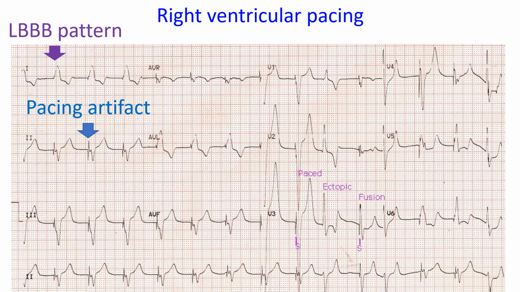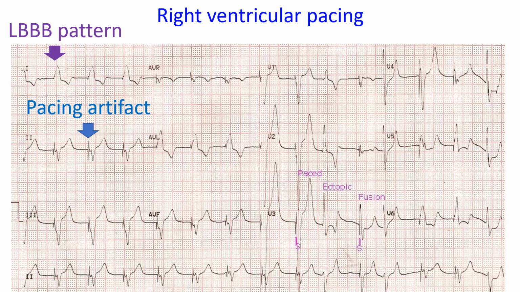A pattern similar to LBBB is seen when the right ventricle is paced using a pacemaker, either temporary or permanent. This is because the right ventricle is activated first and left ventricle later by conduction through the heart muscle, just as in left bundle branch block. Pacemaker signal known as pacing stimulus artifact is seen just before the QRS complex.